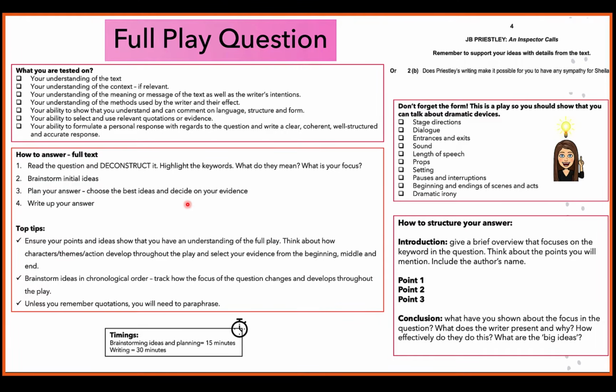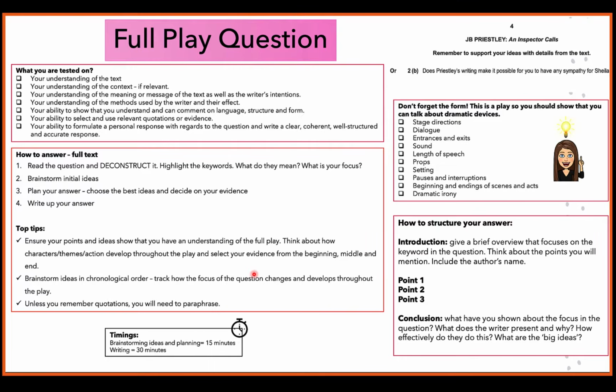Now my tip for this particular question is to ensure that your points and ideas show that you have a full understanding of the entire play. So do think about how characters, themes and action all develop throughout the play, and select your evidence from the beginning, the middle and the end. For example, with this question, you may think about how we're introduced to the character of Sheila, how we feel about her at that point, then how she develops, maybe some particular key event in the middle where we either do or don't feel sympathy, and then how we end up, so how do we feel about this character at the end, and come back to this idea of sympathy.